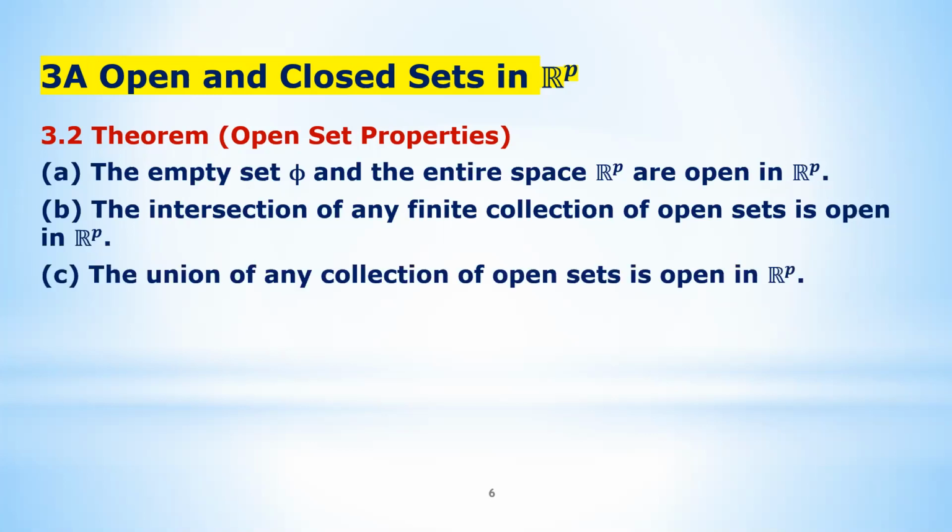Part C is the union. For the union, there's no restriction. So that means the union of any collection of open sets is open in R^n. No question asked. So these three results are called the open set properties.